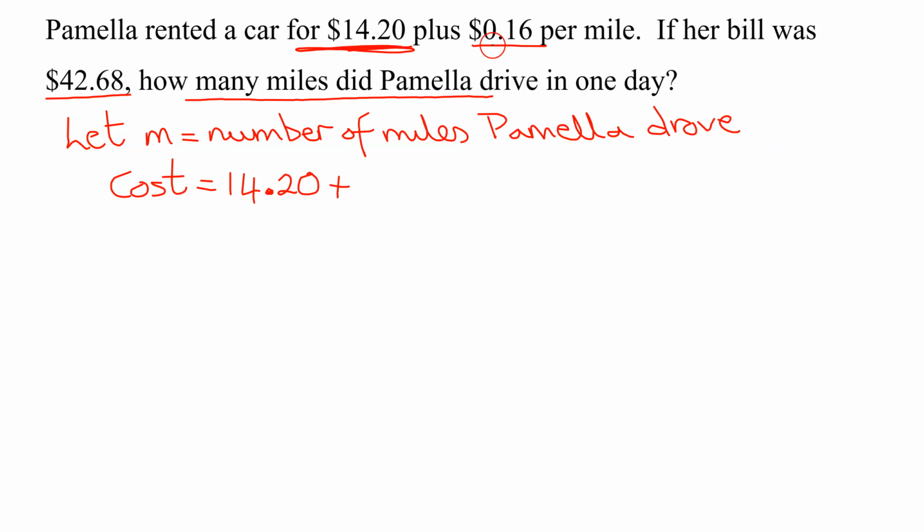So if she drove just 1 mile, it'd be $0.16. 2 miles, it'd be twice that. 3 times that. But she drives M miles, so that is going to cost 0.16 times the number of miles driven. So now I know how the cost is made up.